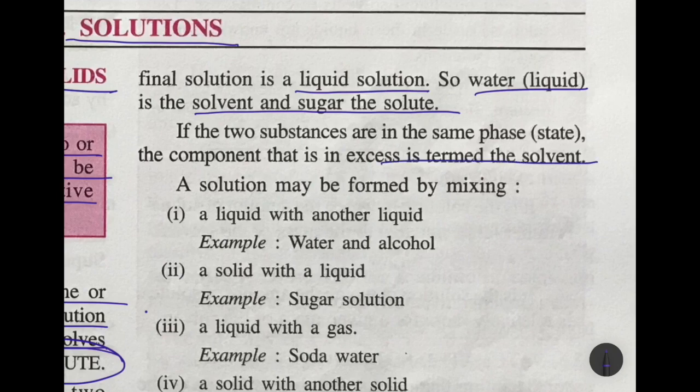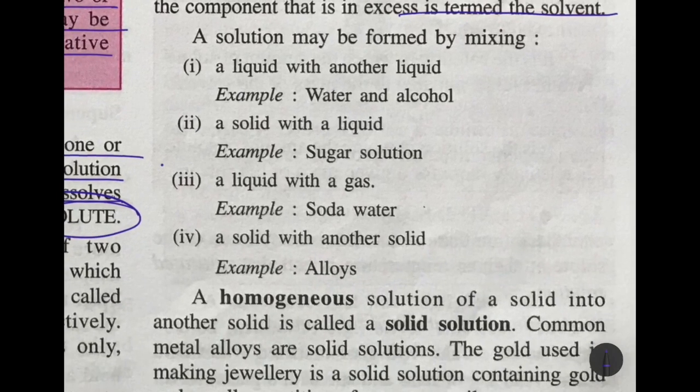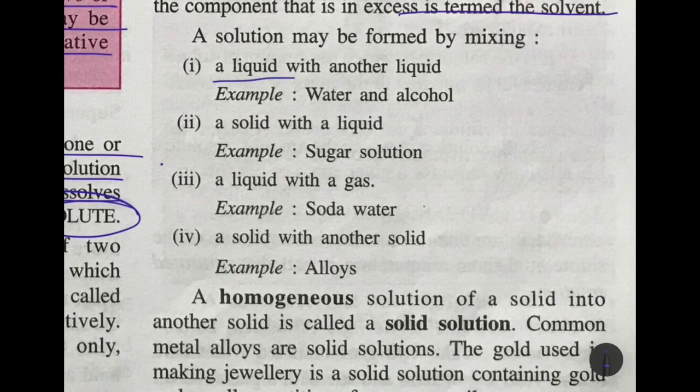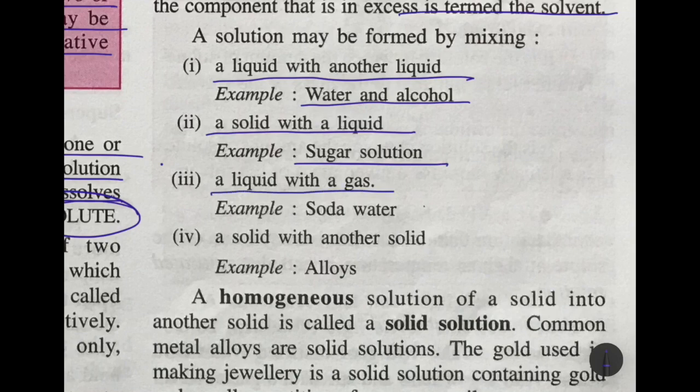So you can have a solution by mixing a liquid with another liquid. I just gave you an example, orange squash and water, but here another example is given, water and alcohol. A solid with a liquid, we already talked about sugar solution or salt solution. Okay, and a liquid with a gas, that is soda water. Carbon dioxide is put in water, and a solid with another solid, example, alloys.